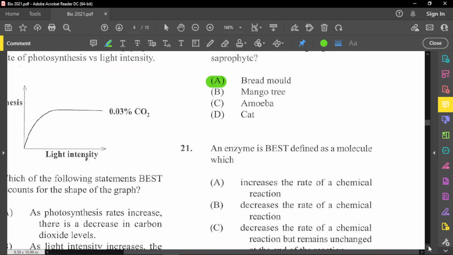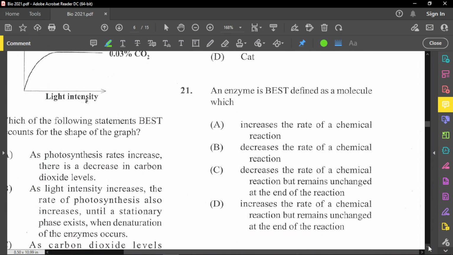All right, question number 21. Question number 21 reads that an enzyme is best defined as a molecule which does what? All right, and it said increase the rate of chemical reaction, which is true because enzymes do increase the rate of chemical reaction. But let's just run through the other options to make sure that this is the best option. B is saying decrease the rate of chemical reaction, which is a false statement. C is saying decrease the rate of chemical reaction but remain unchanged, not a true statement at all.